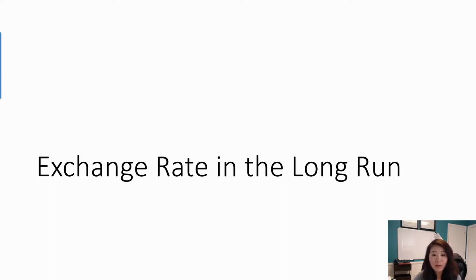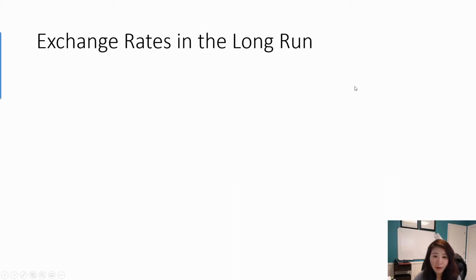To understand the long run performance of the exchange rate, we have to talk about a very famous economic theory called the law of one price. In your textbook, it's called the theory of purchasing power parity. So what does that mean? The exchange rate should play a role in balancing the price of the U.S. product and the product in another country.